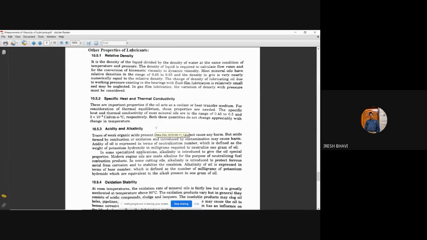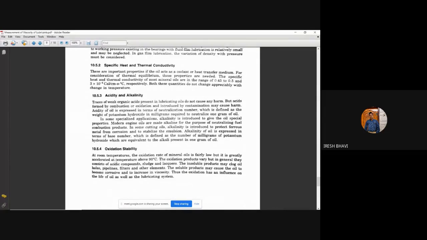That is why the lubricating oil should be neutral in nature. It should be neither too acidic nor too alkaline. It should be neutral in nature. Then oxidation stability.